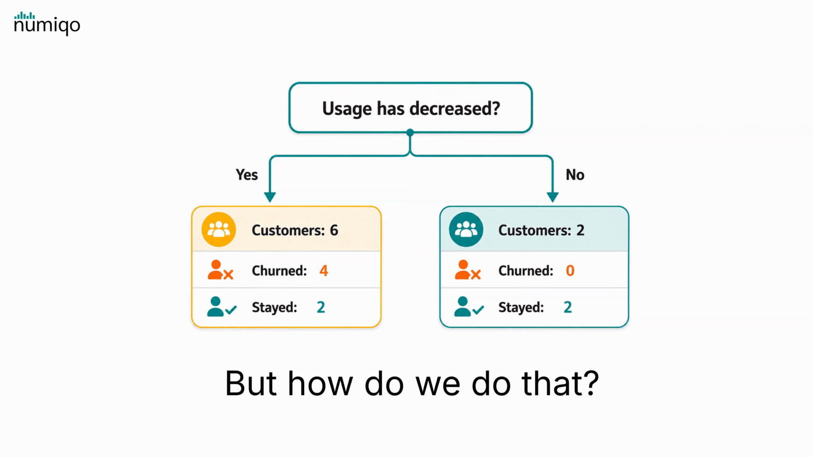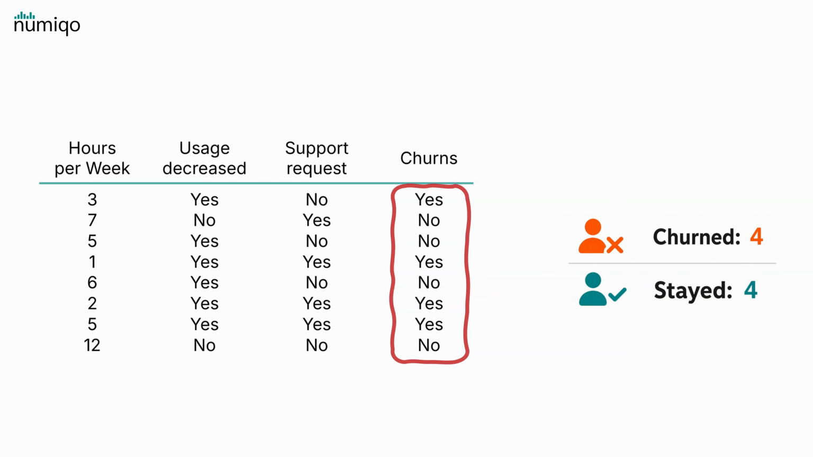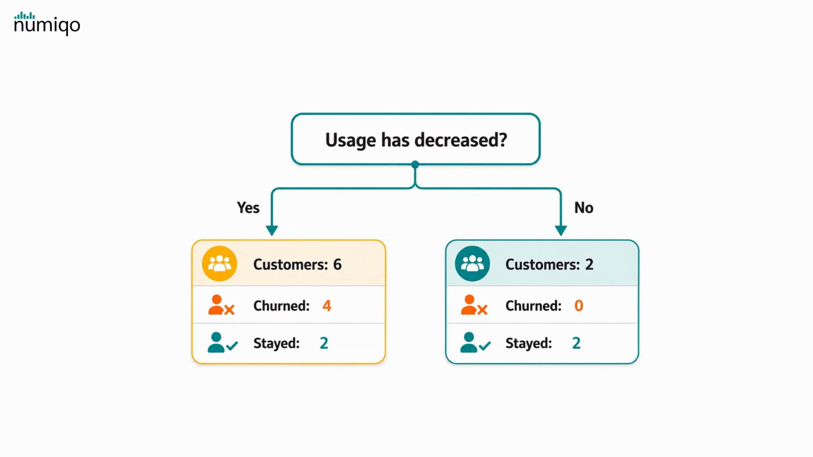But how do we do that? First, let's look at the original data. In our full data set, 4 customers churned and 4 customers stayed. Without any additional information, our estimation would therefore be about 50-50. Now we split the customers by the variable usage has decreased. In the group usage decreased, yes, 4 out of 6 customers churned. That corresponds to about 67%. In the group usage decreased, no, on the other hand, no customer churned.